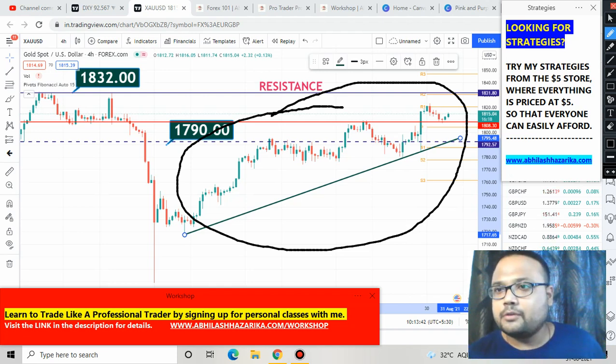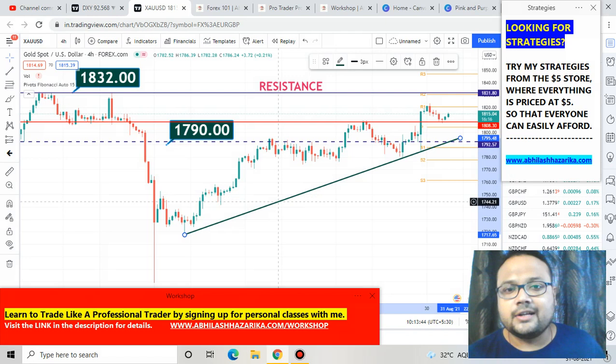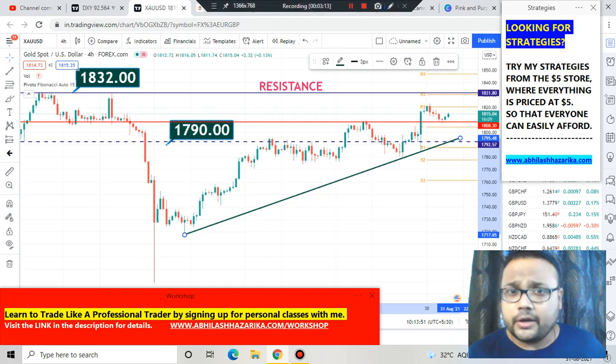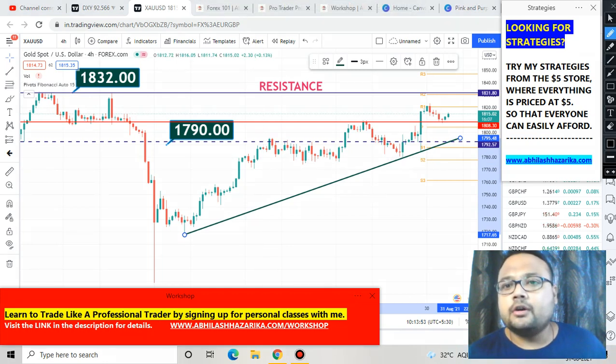So first and foremost, I would like to talk about this trend line. You can see that this trend line is not a very strong support because this is quite a new one. Therefore, we cannot be too confident on this trend line that whenever the market is coming down, it will get good support. We cannot be too confident on this trend line because this is a new support.